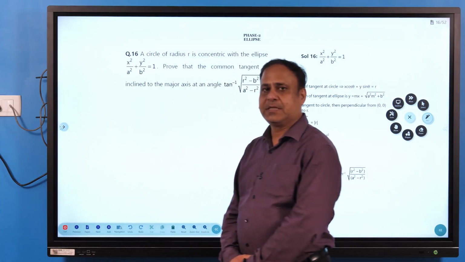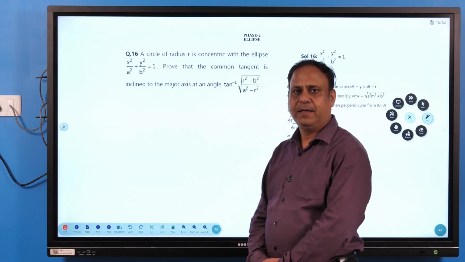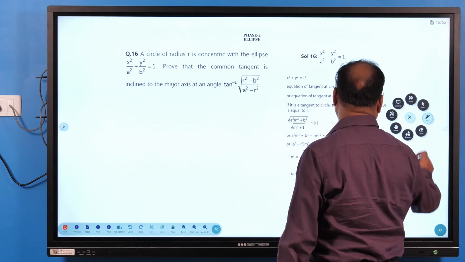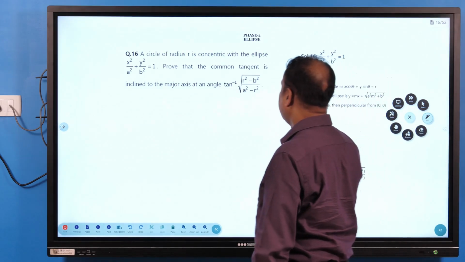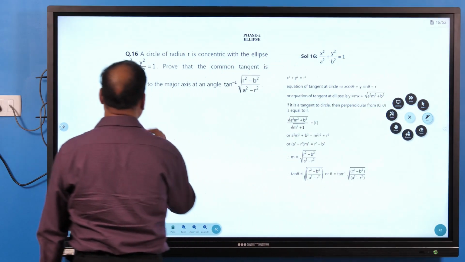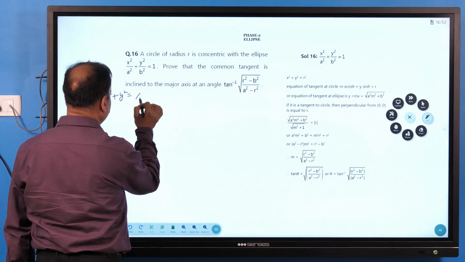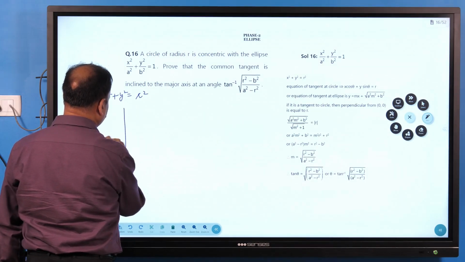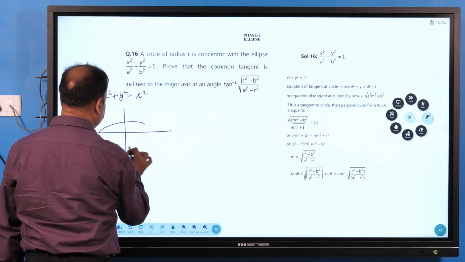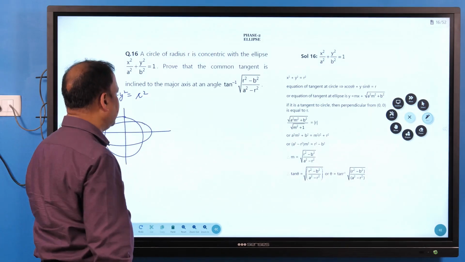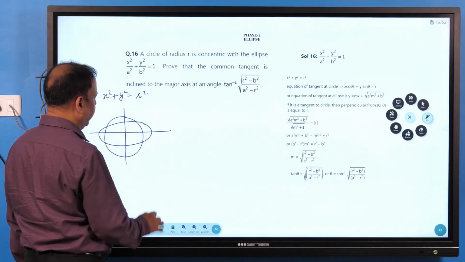So now come to question number 16, exercise 1 of phase 2 ellipse. A circle of radius r is concentric with the ellipse, so the equation of circle can be written as x square plus y square is equal to r square. So you can consider there is an ellipse and there is a circle somewhere where r must be between a and b.